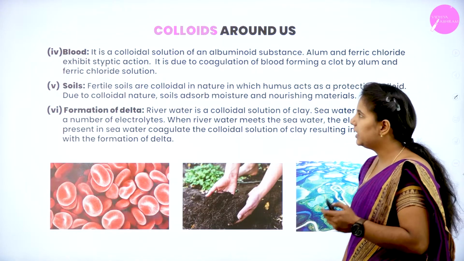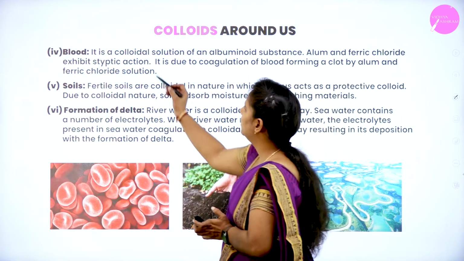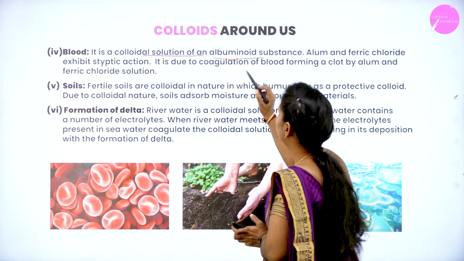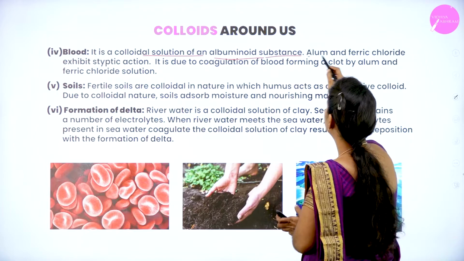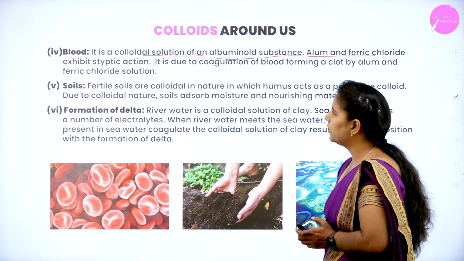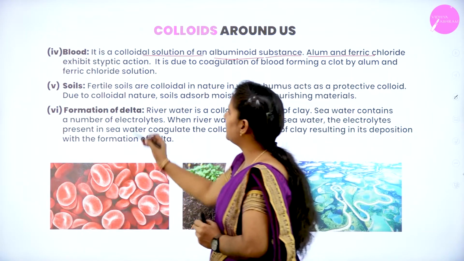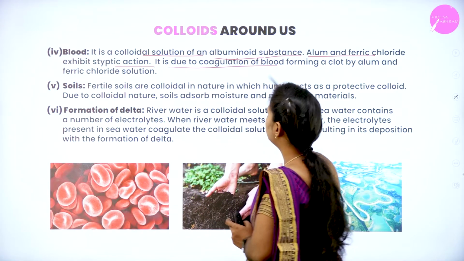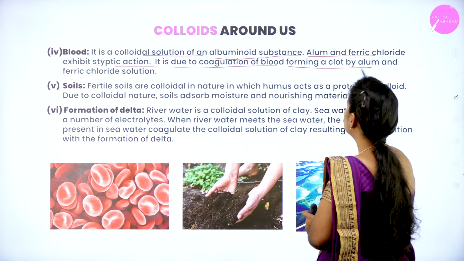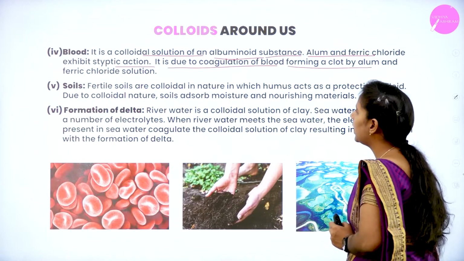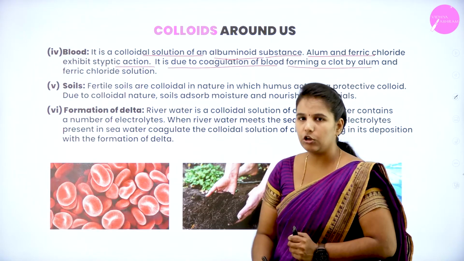And next one is blood. It is a colloidal solution of albuminoid substances, and alum and ferric chloride exhibit a styptic action. This is due to the coagulation of the blood, which forms a clot with alum and ferric chloride.